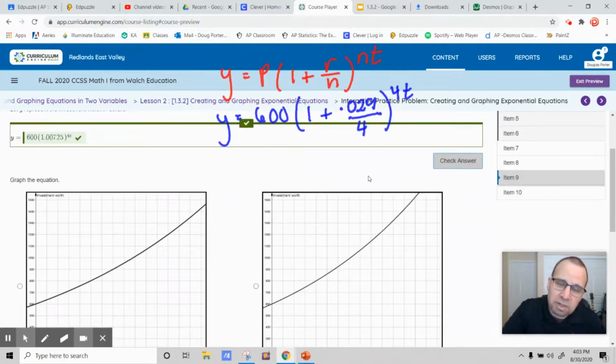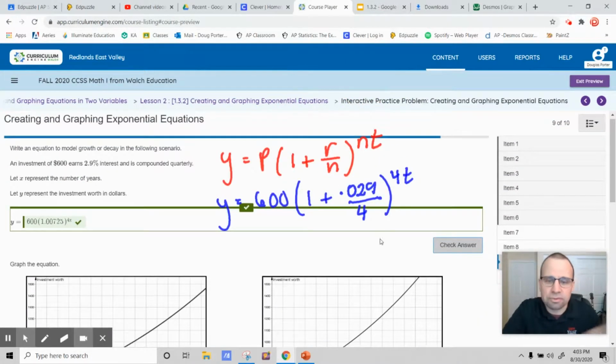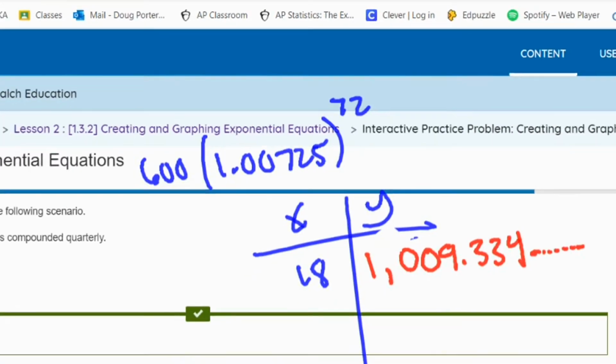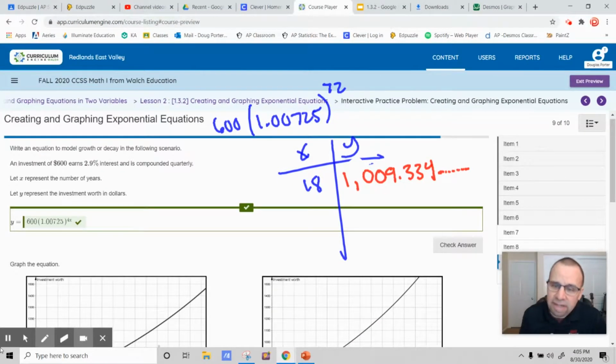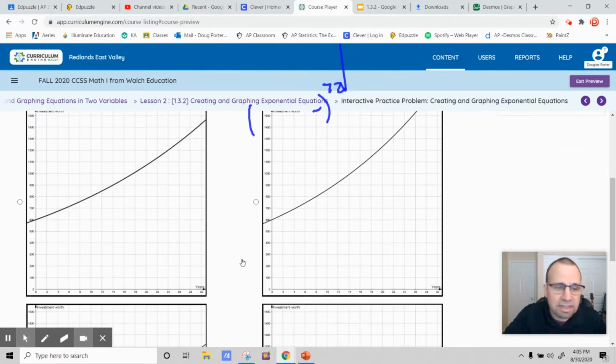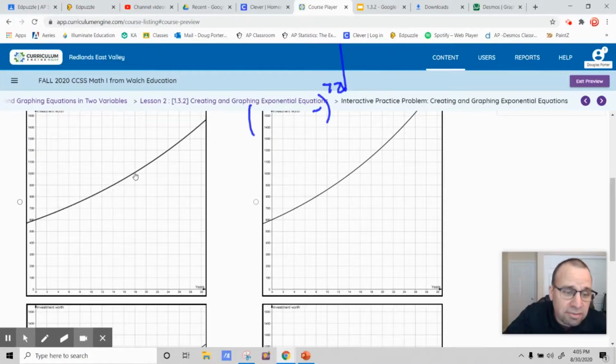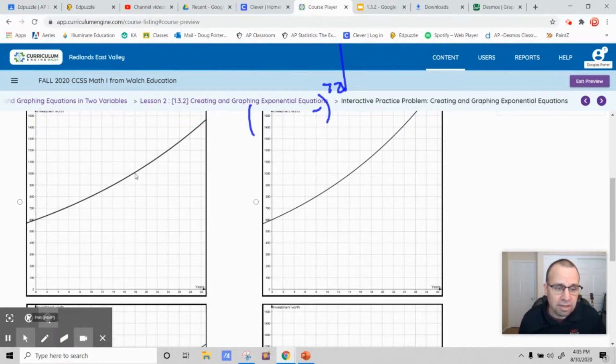So I got to ask myself, what is the value of y going to be when x is equal to a certain number? So I'm going to go ahead and try 18 and see what I get. So when I plug in 18, my calculator gave me 1,009.334. So now it's just a matter of where can I find it going through 1,009. And right here, that could be 1,009 right there. It could be. I don't know. I'm going to put this as a definite possibility.